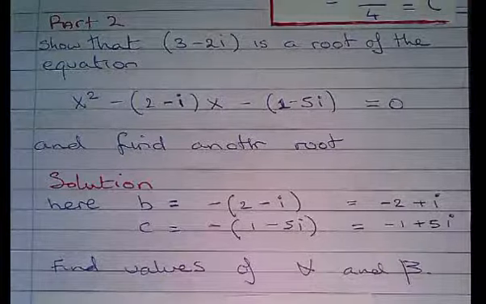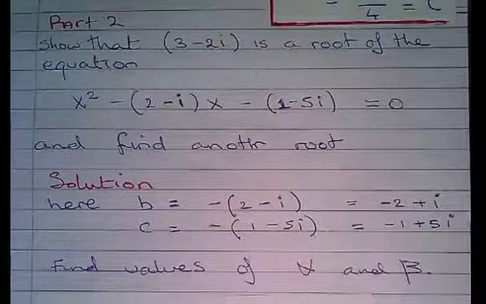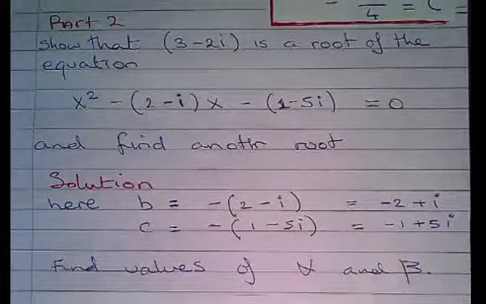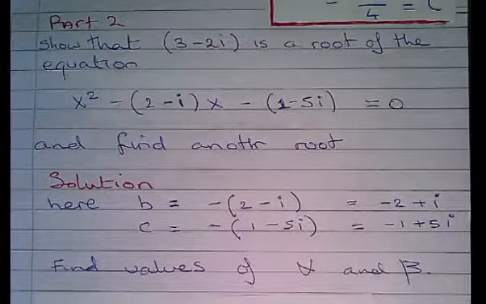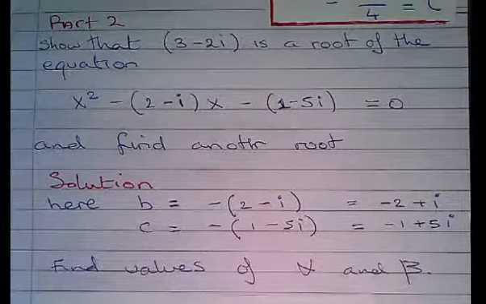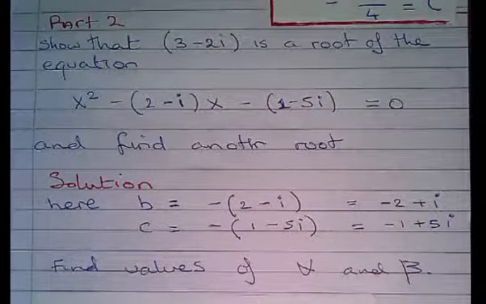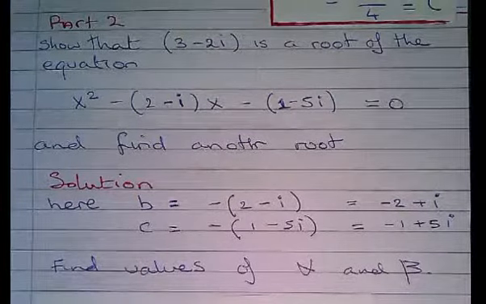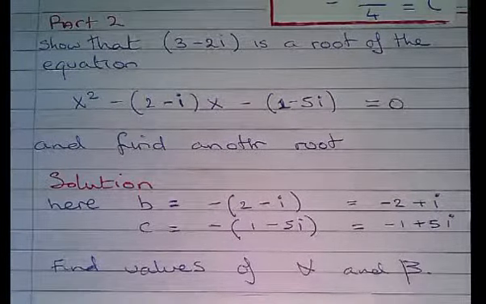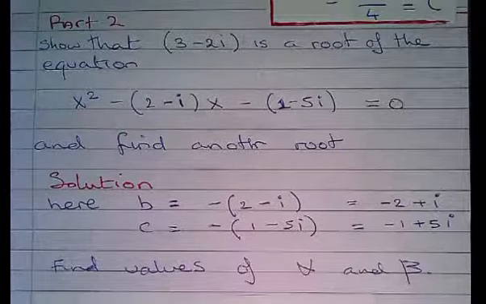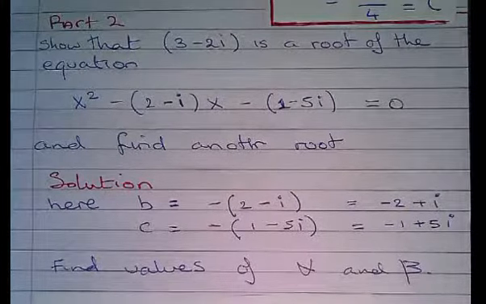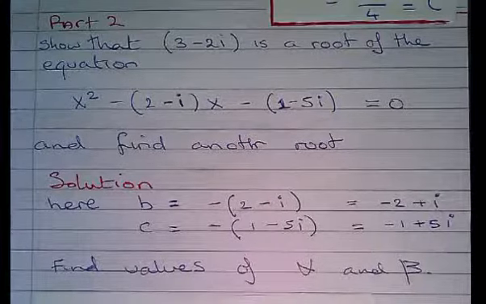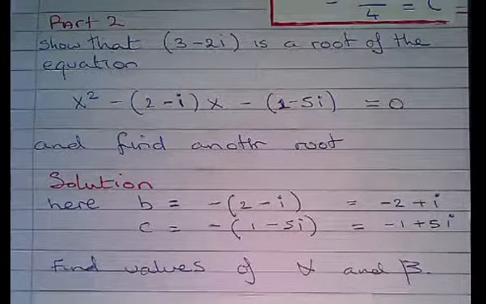So b is equal to minus 2 minus i, okay, or minus 2 plus i if you prefer, okay. And c is equal to minus 1 minus 5i, or minus 1 plus 5i if you prefer taking out the brackets. I'm using the approach suggested in the first part of the question there. So find the values of alpha plus beta. Okay, well, we actually have alpha already. We'll just assign alpha the value 3 minus 2i, and what we'll do is find beta.